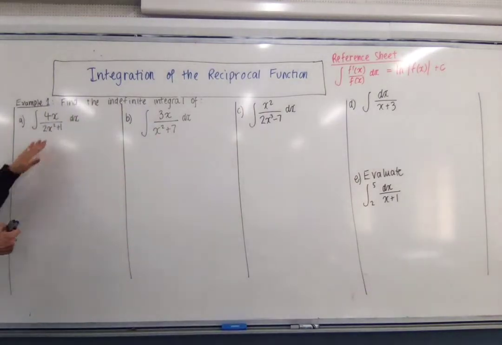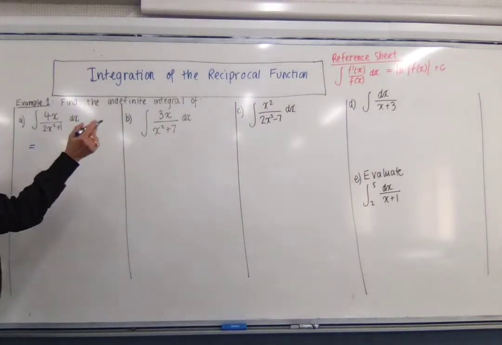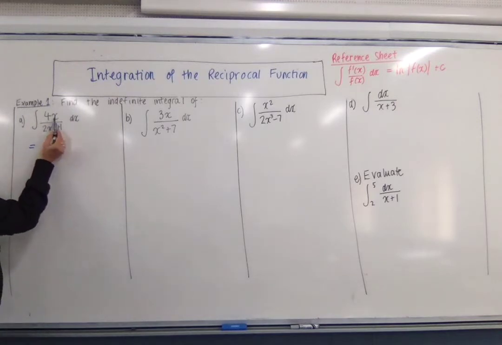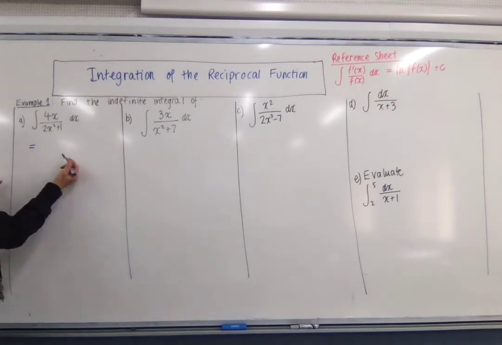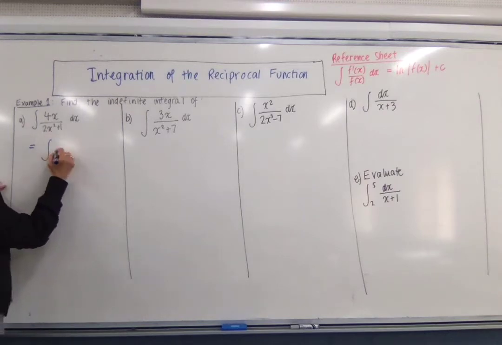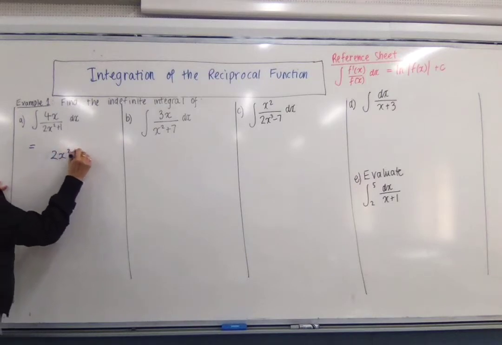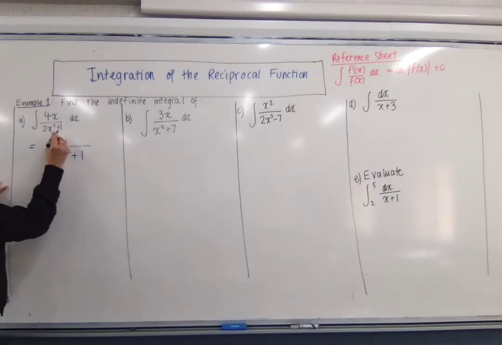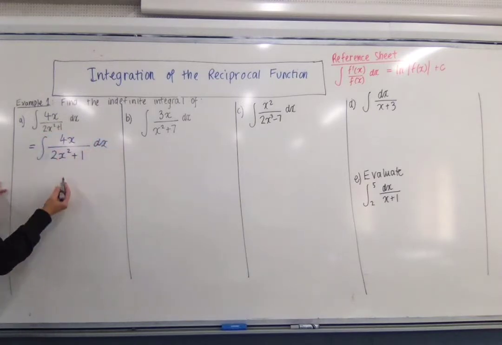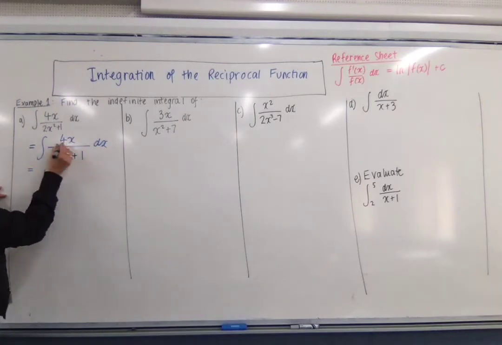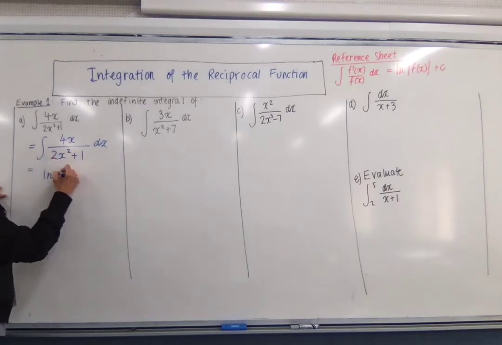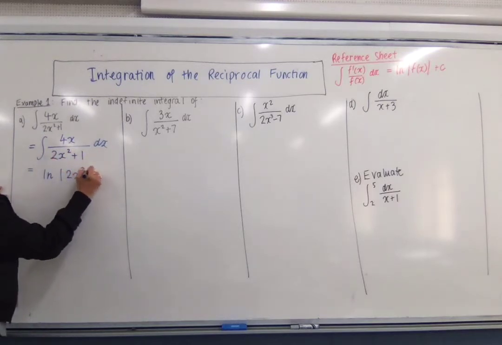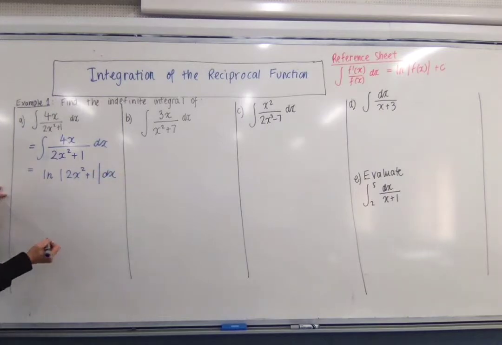So let's have a look at this question here. Is it in the form of the derivative of the function over the function, or f dash x over f of x? And it is, because if we consider 2x squared plus 1 and we want to differentiate this, we end up with 4x, don't we? So this is in the form that we want it to be in, so therefore our result will simply be the natural log of our function down the bottom, which is 2x squared plus 1 dx.